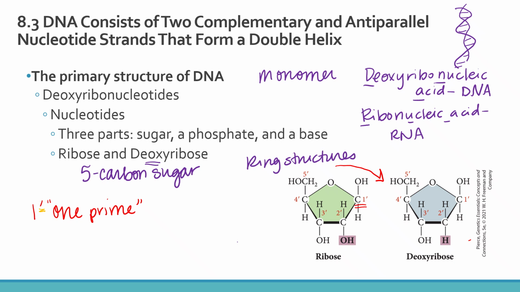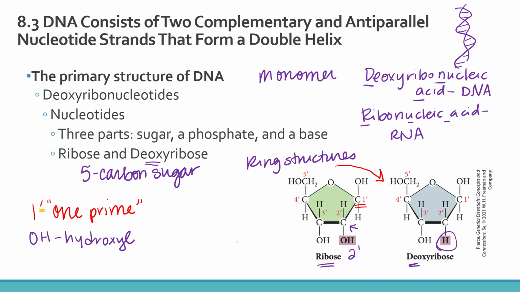In RNA, the ribonucleic acid, the 2' carbon has a hydroxyl group. So a hydroxyl group is an OH functional group. And our ribose sugar has that hydroxyl group there on that 2' carbon of our sugar. Deoxyribose has the same structure, except because it is deoxy, it is missing the oxygen on that 2' carbon. So we just have the hydrogen there.